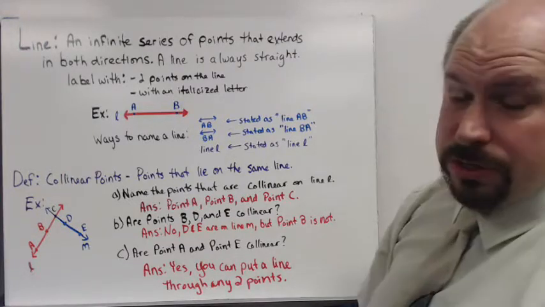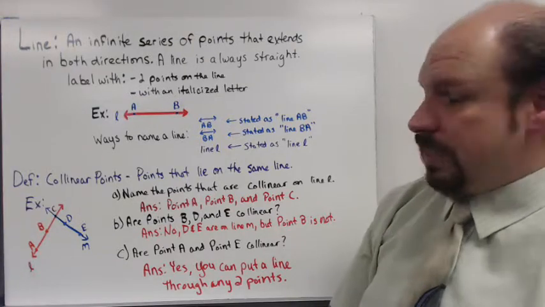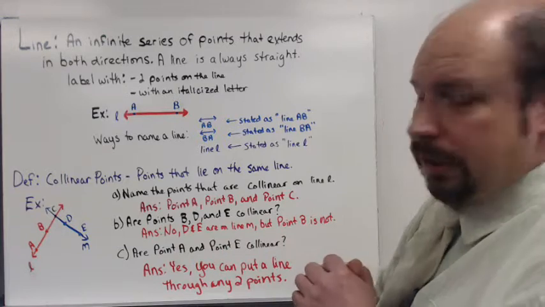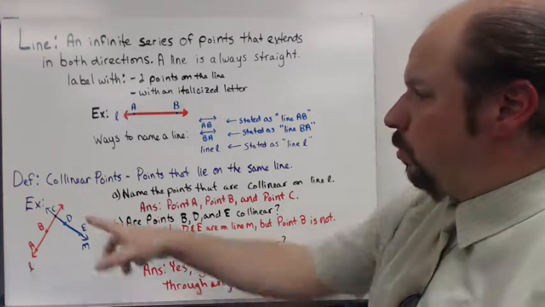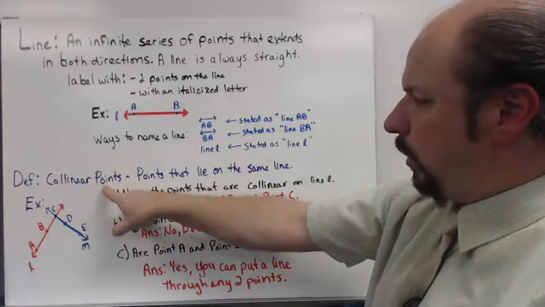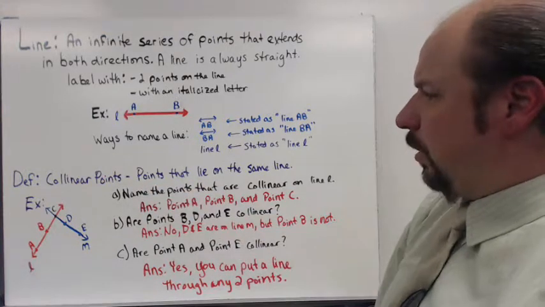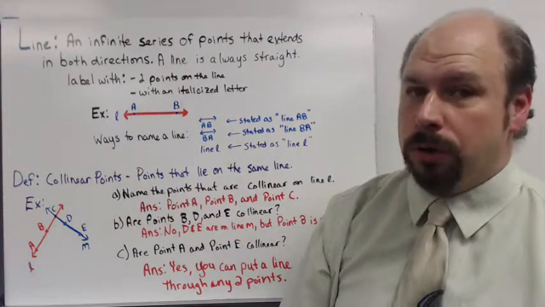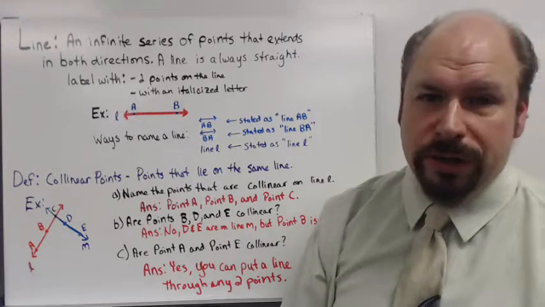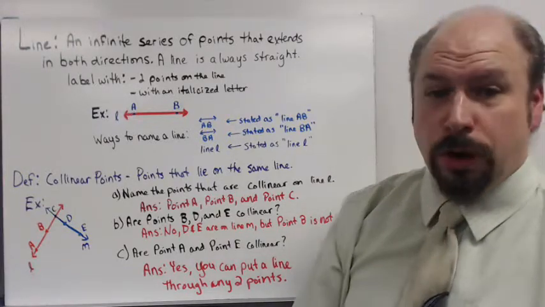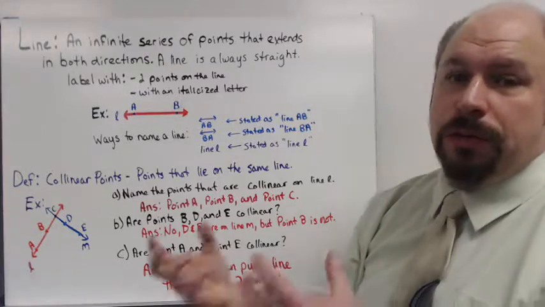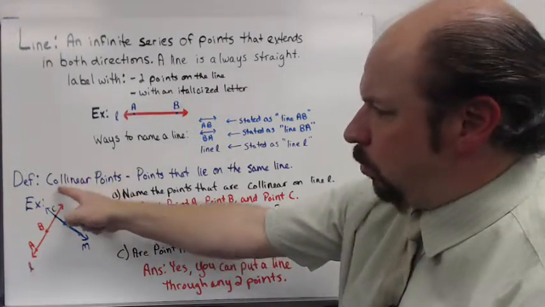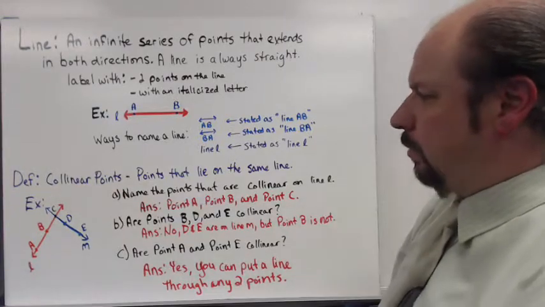Okay, now for a definition. So we have some terms now. We can start using those terms as building blocks to start defining other things. So our definition of collinear points are points that lie on the same line. So think about the word co. For example, a co-worker might be somebody that you work with. So the word co usually we think of as meaning with. So points with or together on a line.